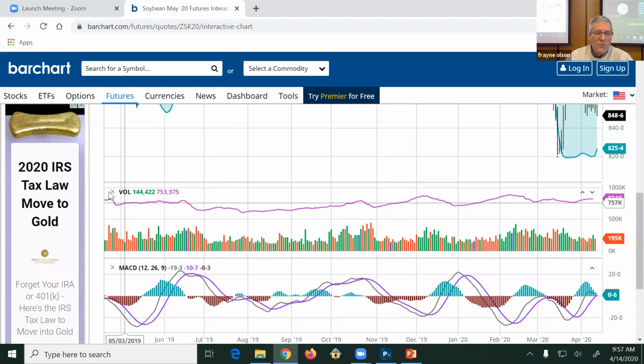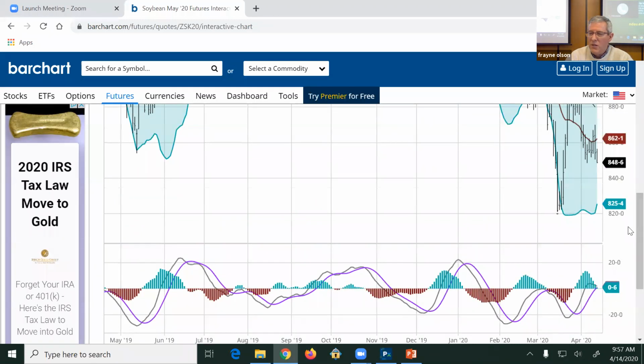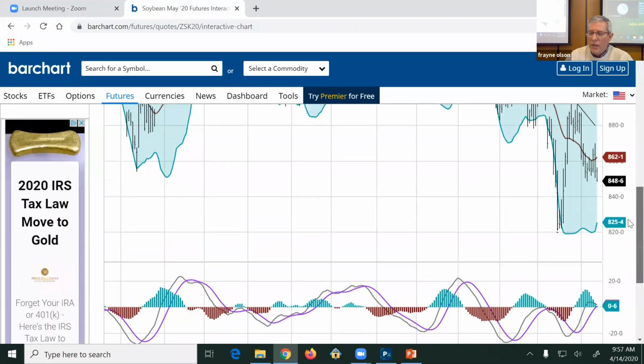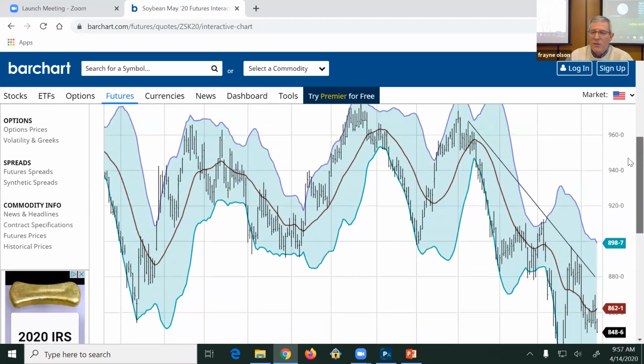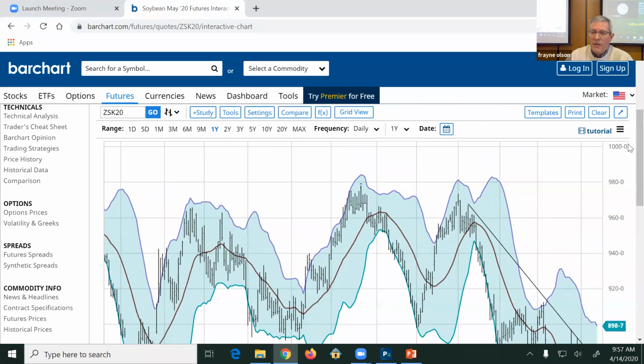I'm going to close this for right now just because it'll make it easier to see. So again, you can see some of the charting techniques that are available for free. You don't have to pay a lot of money for them. If you do sign up for a subscription, you add some more flexibility.